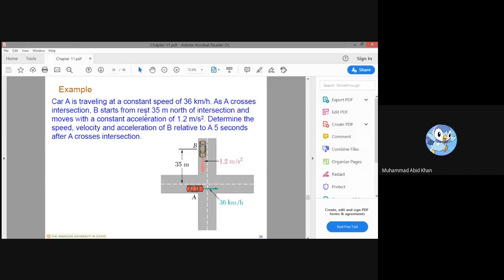Car B started from rest 35 meters north of the intersection and moves with a constant acceleration of 1.2 meter per second square. Here the author said what we need to determine. He says to find the speed, velocity and the acceleration of B relative to A 5 seconds after crossing the intersection.